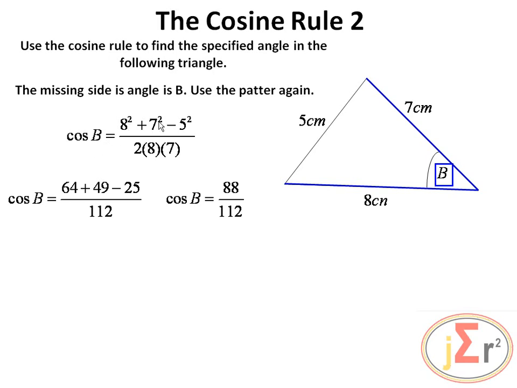Square 8 we get 64, square 7 we get 49, and square 5 we get 25. What about 2 times 8 times 7? 8 sevens 56, and we multiply that by 2. We multiply 56 by 2, we get 112. So cos B is equal to 0.79. So B is equal to cos inverse of 0.79, and that gives 30 degrees.